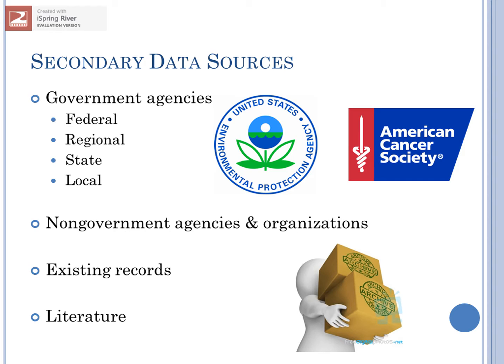Secondary data sources mainly include data collected by government agencies and non-government agencies and organizations, as well as from existing records and literature. Government agencies collect data regularly for various uses. You can gain access to this data by contacting the agency or looking for it on the internet or in a library. The data is collected at multiple levels, including the federal, regional, state, and local level. Examples of these agencies include the FDA, CDC, and the EPA, to name a few well-known ones.